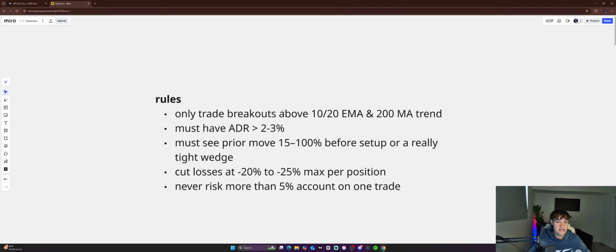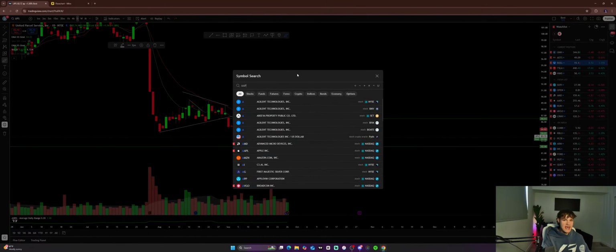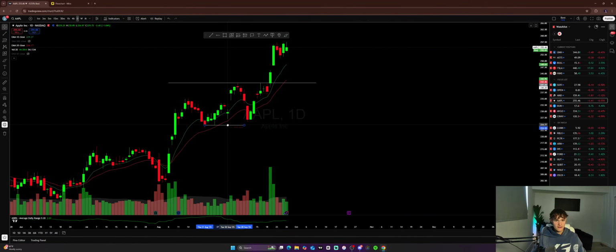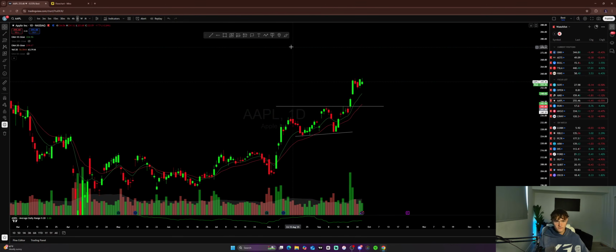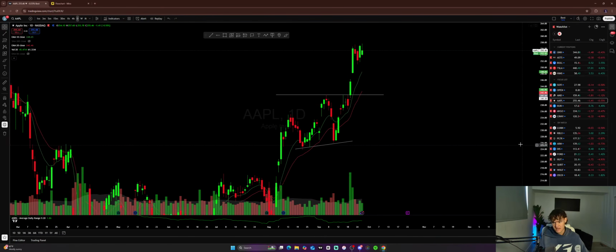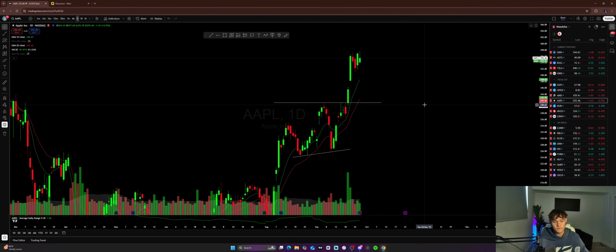Now, the next rule is you want to see a prior move before the wedge, the flag, or the base, right? So if we give an example on AAPL, this is Apple. You can see we had a nice base right here, right? Now, not this up here. This is actually setting up again. But right here, you can see that we had a pretty nice base, but look at the prior move. Let me show you right here. The prior move before the breakout, 20% move. That's pretty valid. Obviously, the ADR is not crazy. This is about a 2% ADR.